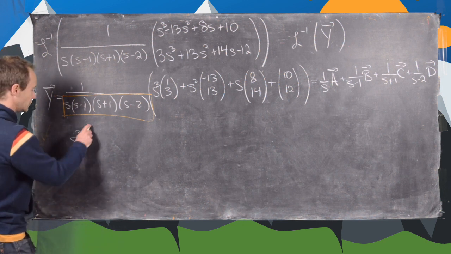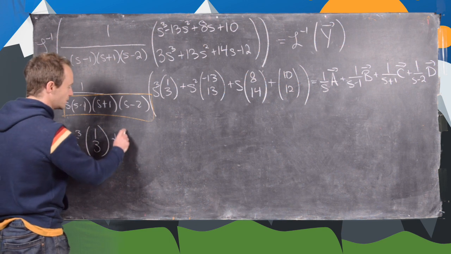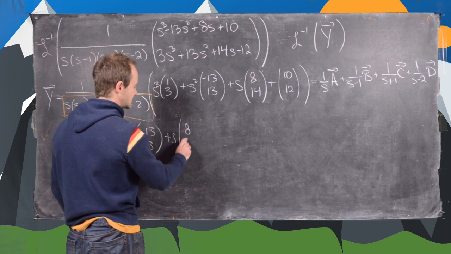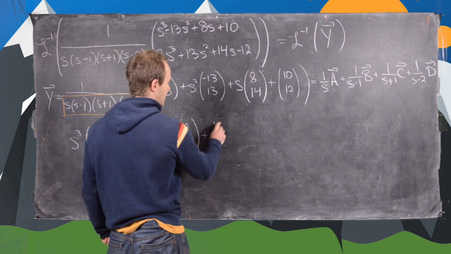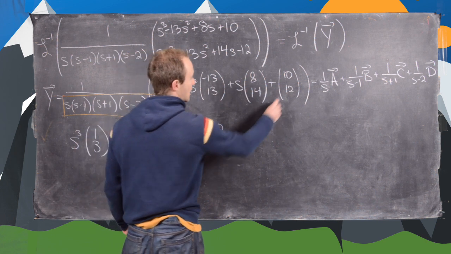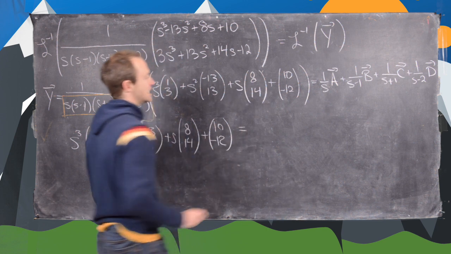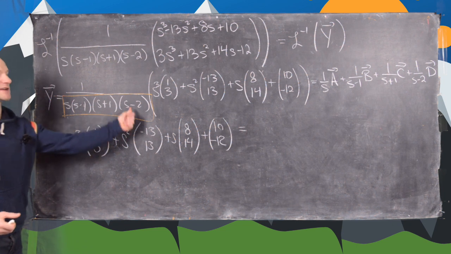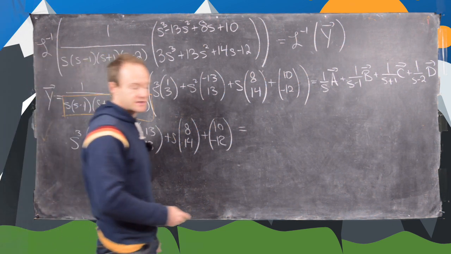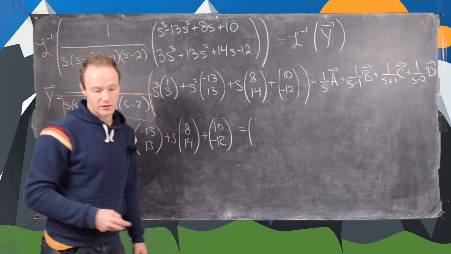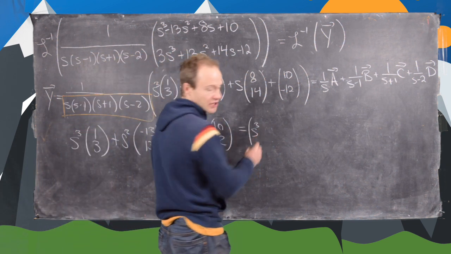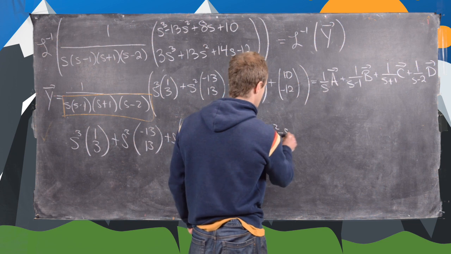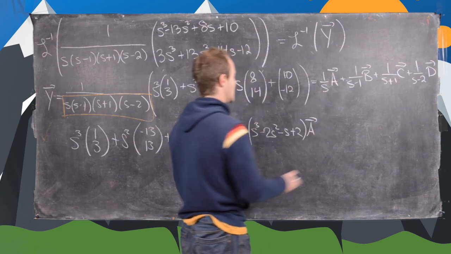So we'll have s cubed times the vector 1, 3 plus s squared times negative 13, 13 plus s times 8, 14 plus 10, negative 12. I missed a minus sign there. Good, and that's going to equal, and so look, for this 1 over s term, we're going to have s minus 1, s plus 1, s minus 2. So if you multiply that out, you'll get the following: s cubed minus 2s squared minus s plus 2, and that's going to be multiplied by vector A.